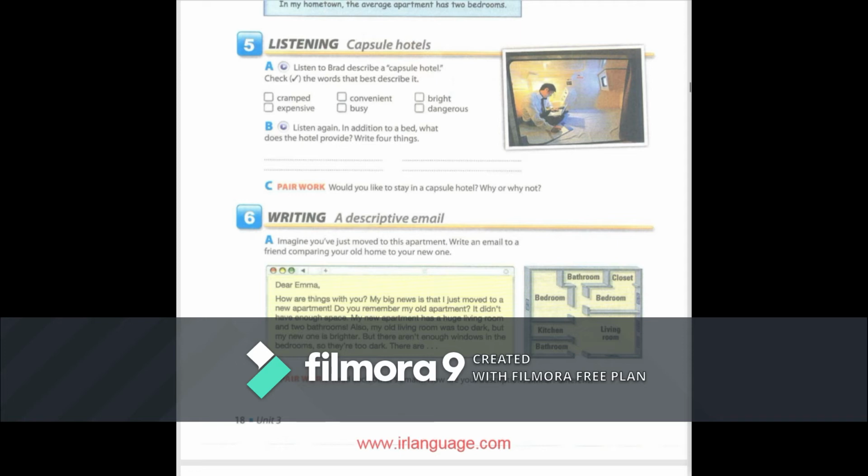Finally, would you recommend a capsule hotel to other people? Sure, the rooms are small, but you can get to sleep in a small place. I just wouldn't recommend a capsule hotel to people who can't relax in small, cramped spaces.